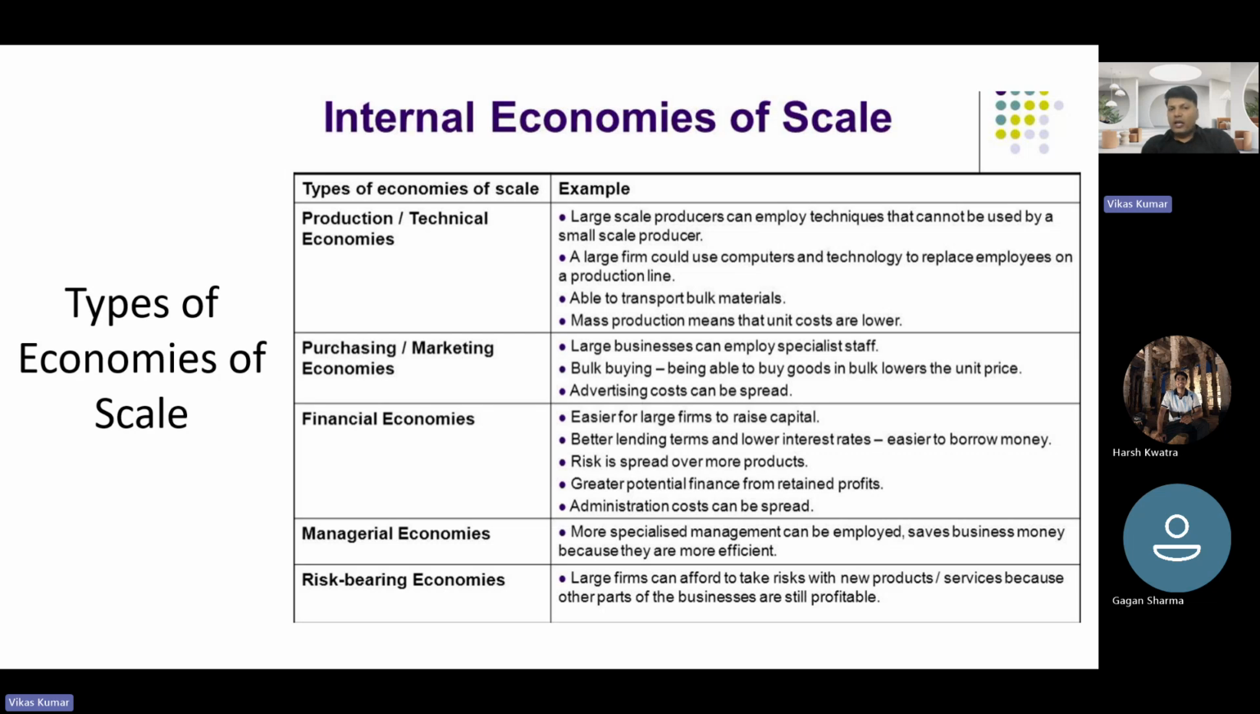So the first one is the production or technical economies. Large scale producers can employ techniques that cannot be used by small scale producers, because when a company grows, their purchasing power increases, their market share increases, their revenue increases, and in some cases they become profitable. Even though in some cases the profit is not comparable to other industry peers or competitors, like Apple, they have bulk cash even in trillions of dollars today. Like Toyota, they are also doing very good because of being a large scale producer. They can employ techniques that cannot be used by a small scale producer.